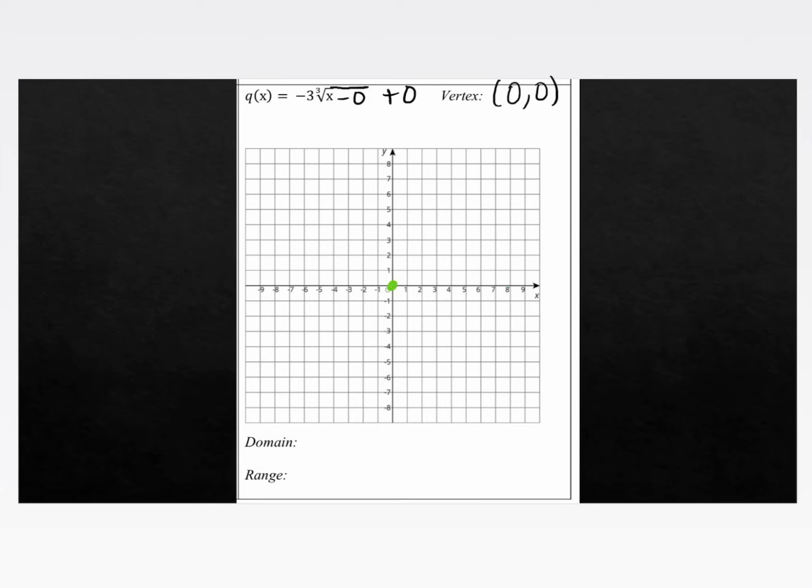Now here we have this negative sign. So this tells us that we are reflecting across the x-axis from our parent function. And this 3 is telling us that we have a vertical stretch of 3. So we're going to multiply those initial values by 3 after.